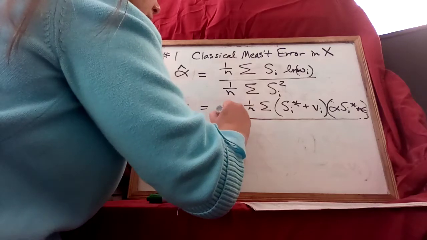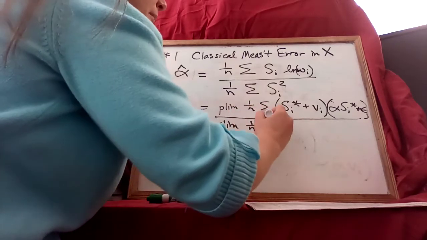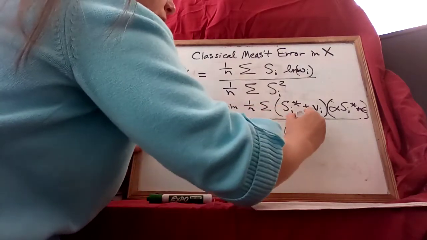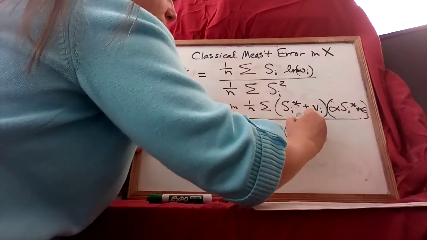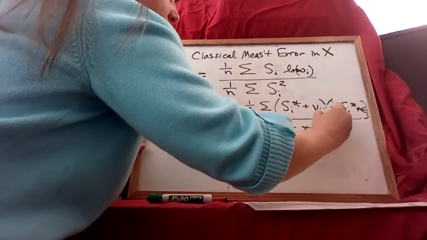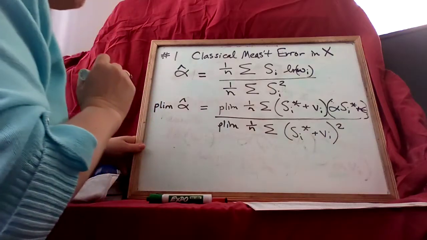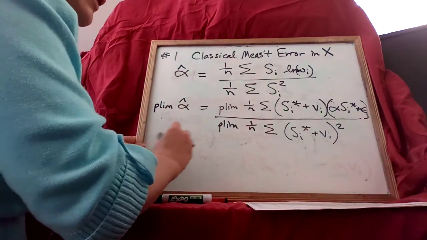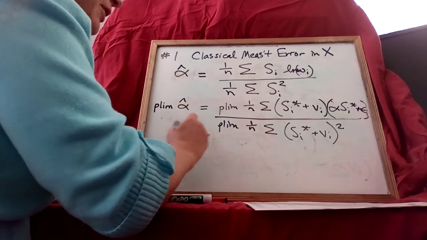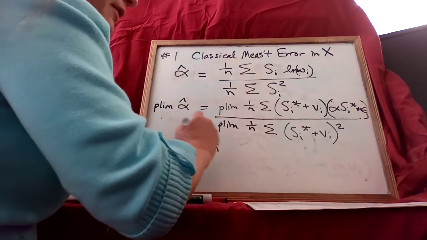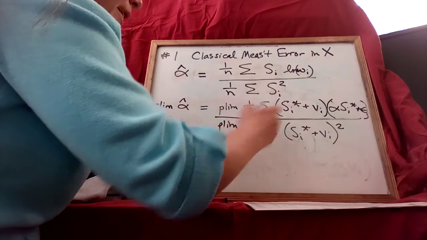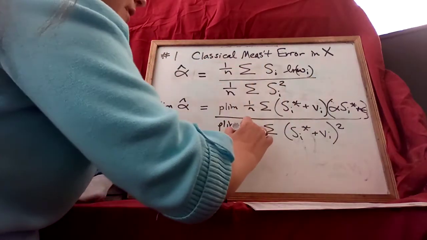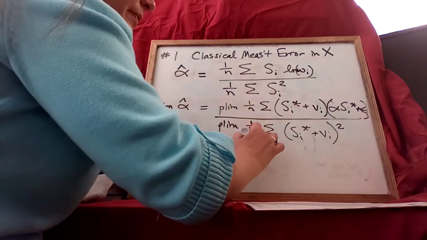For the denominator, we can have the p-lim and then the sum, and we're simply going to write this out: S_i star plus V_i, squared. This is a little bit ugly when we multiply it out, but I want to make sure that you're following where the intuition is going to come from here. And so we're going to walk through the math as well. We're going to actually multiply this out. You can use FOIL like you learned in middle school.